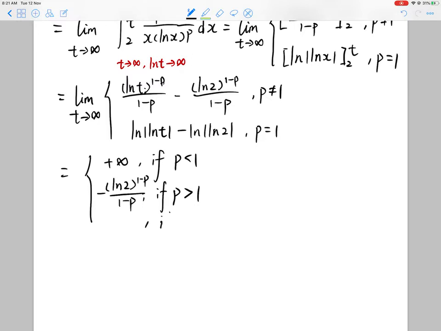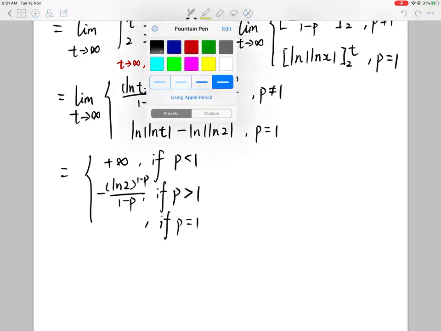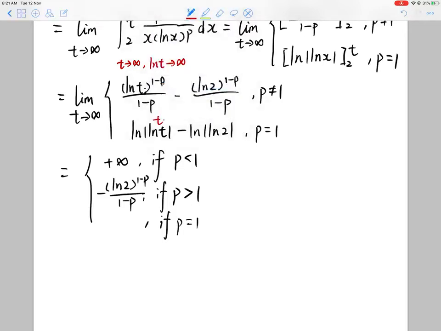And when p equals 1, we have to check here: t is approaching infinity, then ln t is approaching infinity. There's no problem. So this thing is positive infinity if p equals 1. Okay, so positive infinity means it diverges.